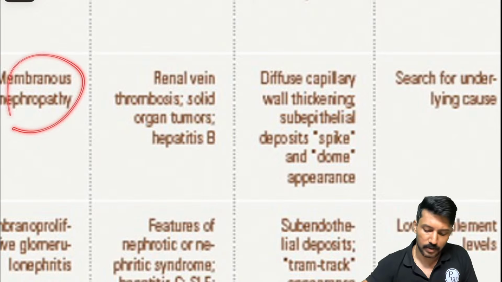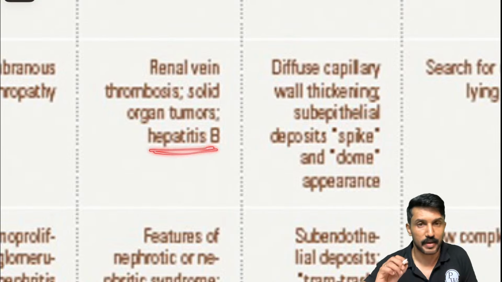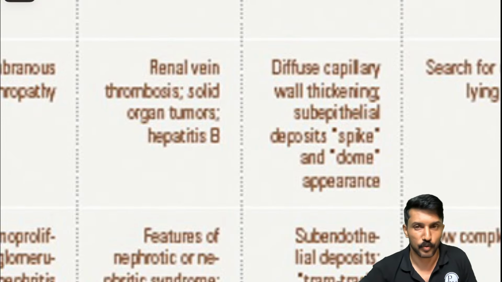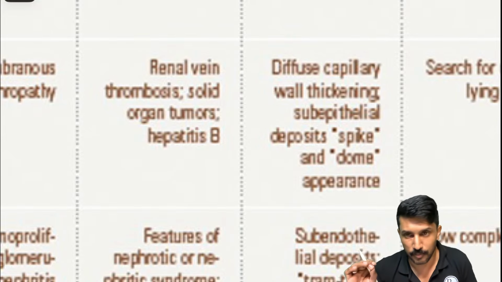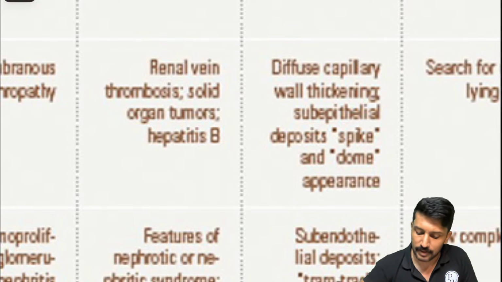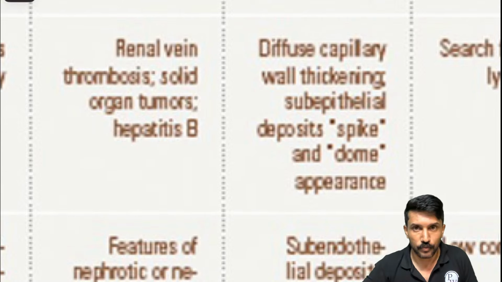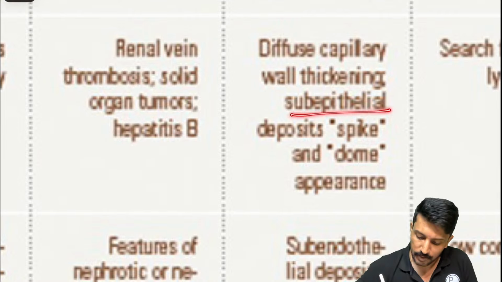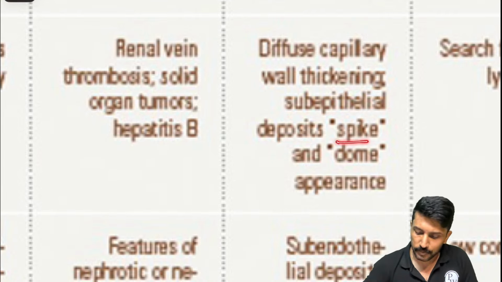Membranous nephropathy, I was talking about it. It is associated with hepatitis B. Apart from that, anti-phospholipase A2 receptor antibody. And in the biopsy, you will see subepithelial deposition in the form of complex deposition in the form of spike and dome appearance.